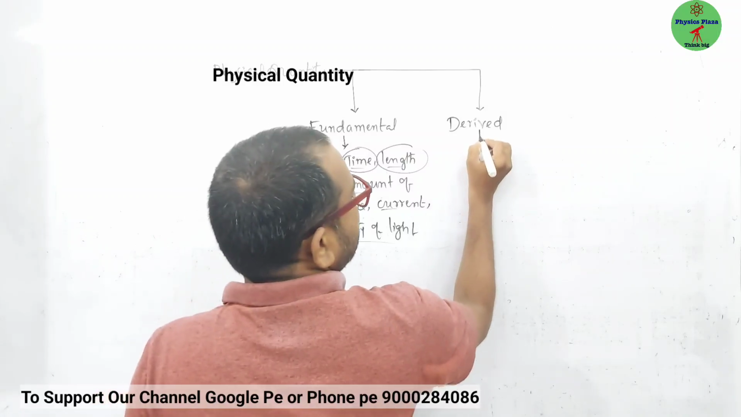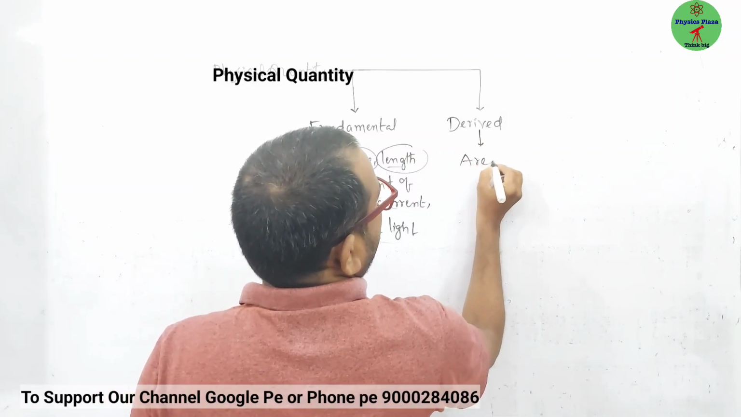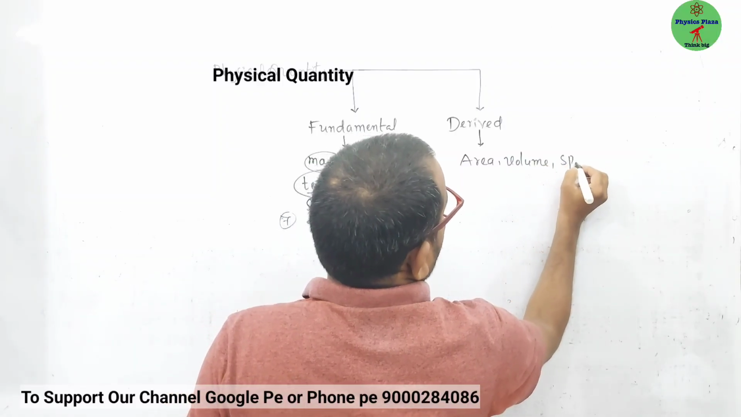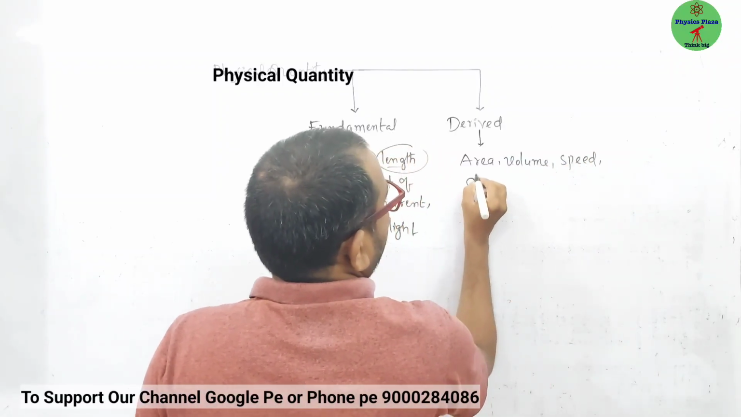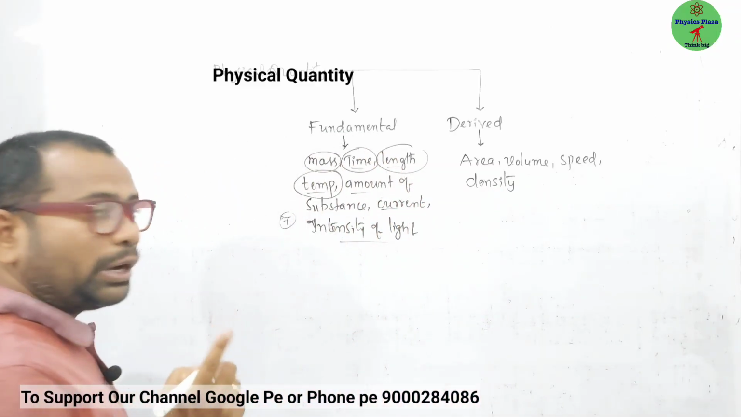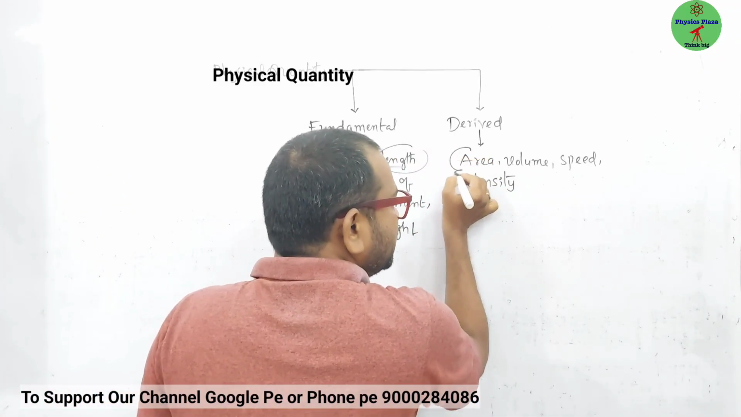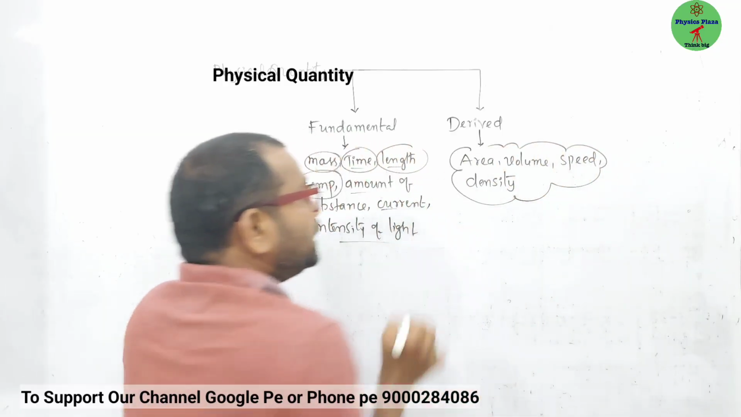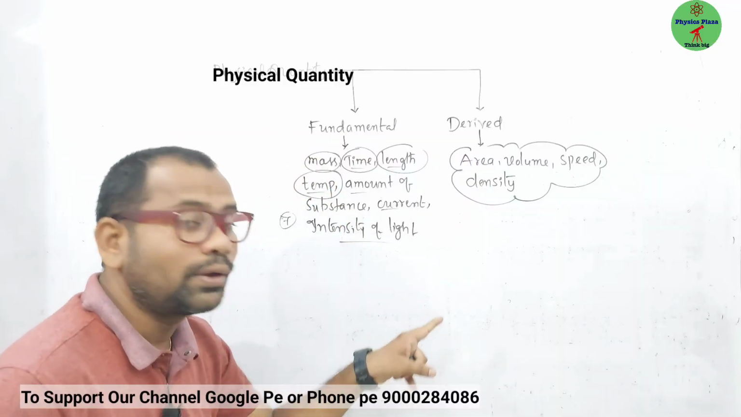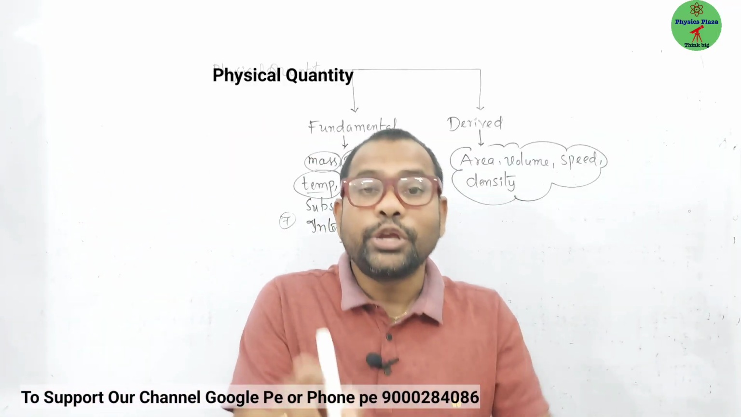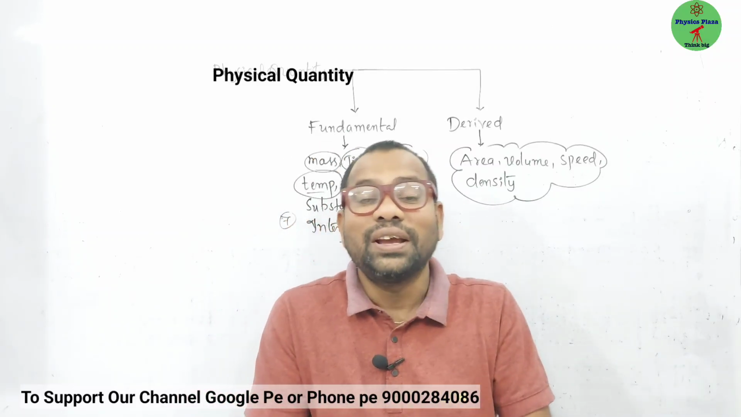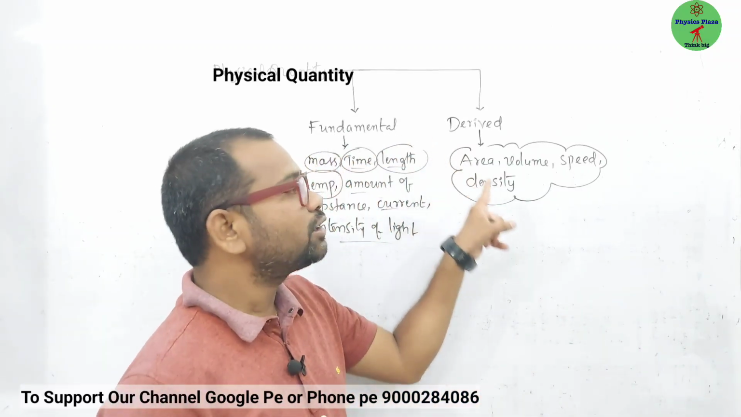Derived quantities means area, volume, speed, density. Children, if you notice, these are the topics which we are going to learn in class 7. The topics you learnt in class 6 were the fundamental quantities. Now in class 7, we are going to learn about the derived quantities.